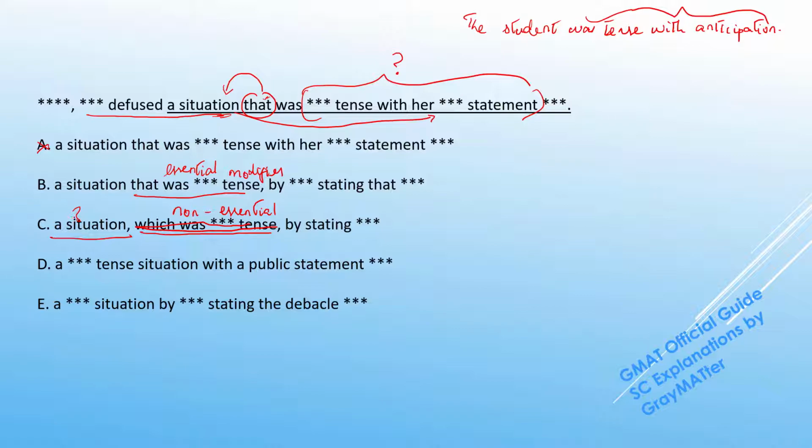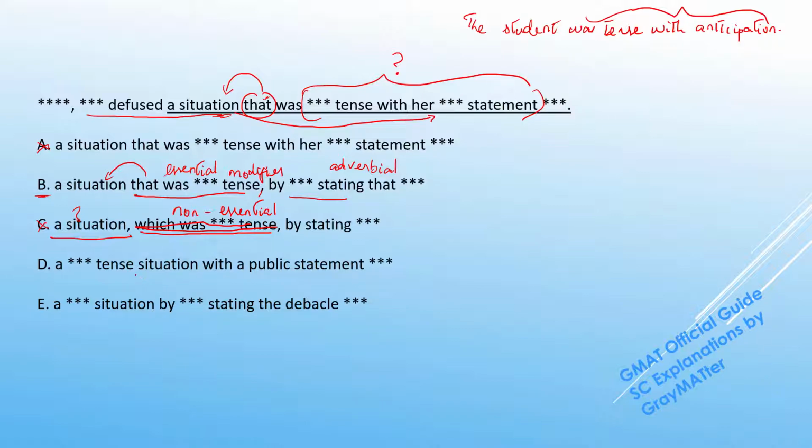What situation is this? So since this sentence does not make sense, we understand that we need to have an essential modifier defining exactly what situation this is. So this CEO diffused a situation that was quite tense, comma, by stating that. Now this becomes an adverbial modifier to define how she actually diffused the situation by stating something. So B's construction and logic seems perfectly fine. Let's hold on to that. And we can get rid of C because this elimination of the non-essential modifier makes the sentence illogical.